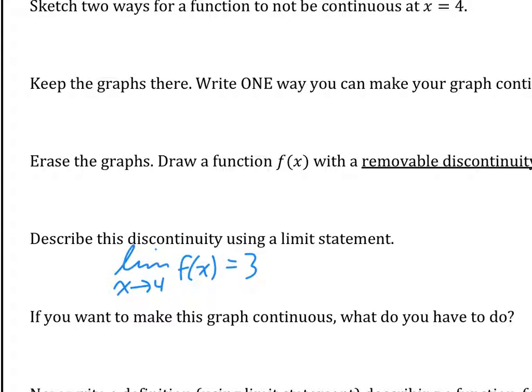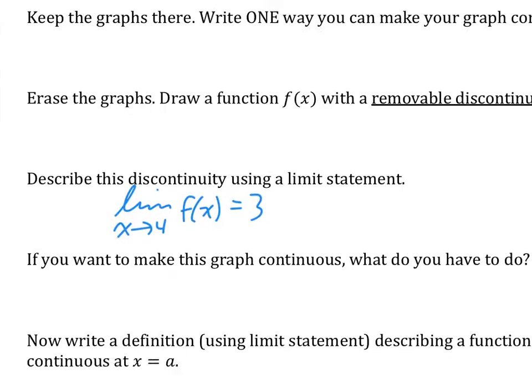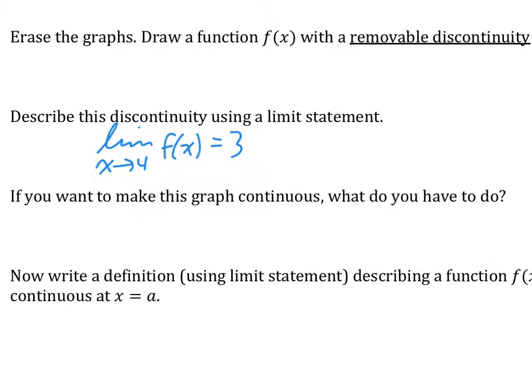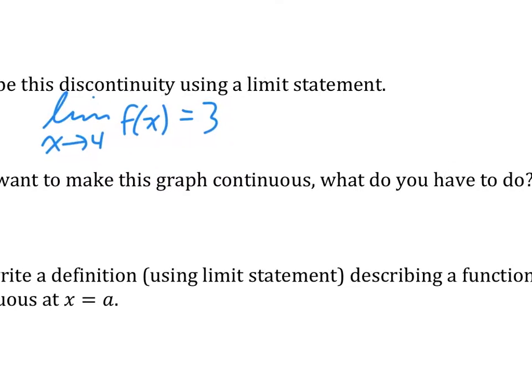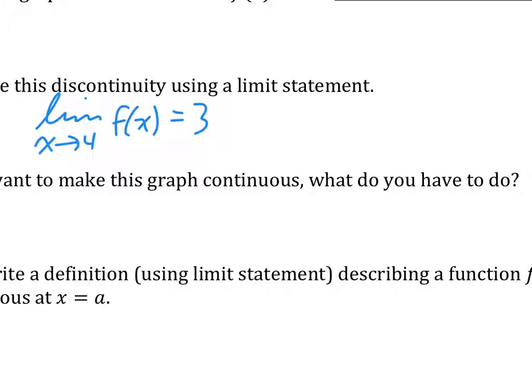Don't erase yet. If you want to make this graph continuous, what would you have to do? Fill in the hole. Now, therefore, can you write a definition using limit statement to describe a function that is continuous at that point? In order for you to have something that is continuous, what does it have to look like in terms of limit? That just proves that there's a limit. You said it. Fill in the hole.